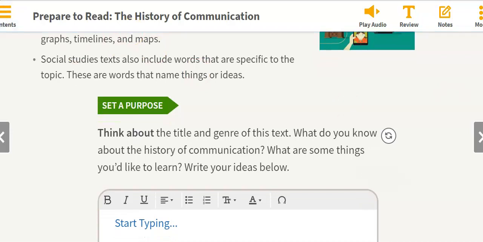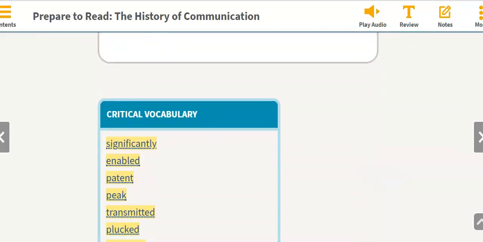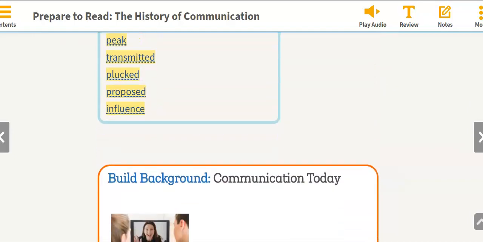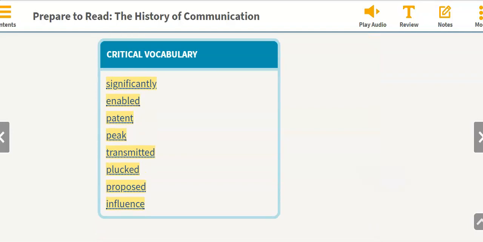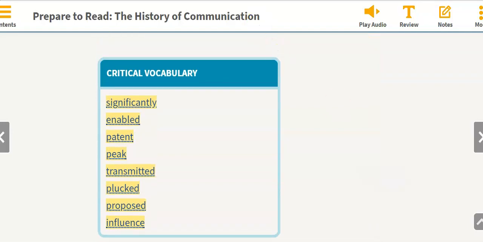Okay, so let's set a purpose. Think about the title and the genre of this text. What do you know about the history of communication? What are some things you'd like to learn? Write your ideas below. Like yesterday, we did go through some of the different types of communication. And we did talk about that we needed to do this previous to reading the story. We also went through a slide that talked about doing some background about communication. So that's something that we did spend some time on already.